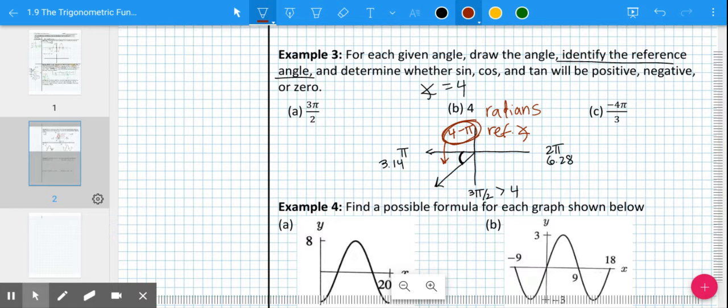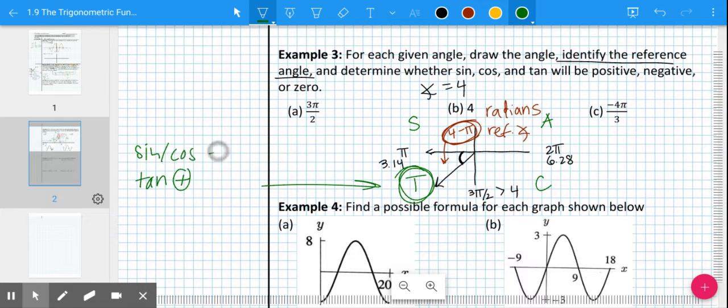Since I am in quadrant 3, based on All Students Take Calculus, tangent should be positive and everybody else should be negative. So for our problem, we have tangent being positive, but both sine and cosine are going to be negative values.